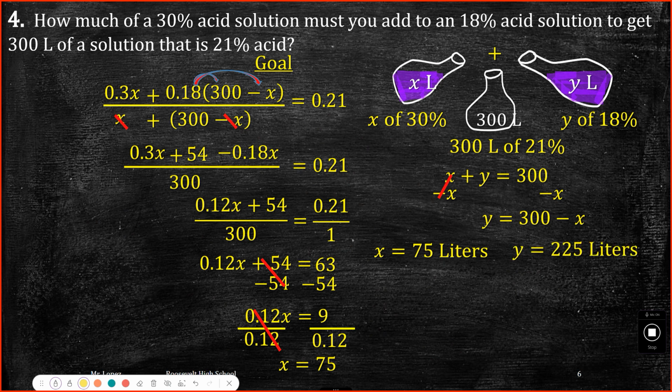So how much of a 30%? So which one did we say X was? X is what? X was what? The 30%, wasn't it? It was a 30%. So 75 liters of what? Of the 30% solution? And what? 225 liters of the what?